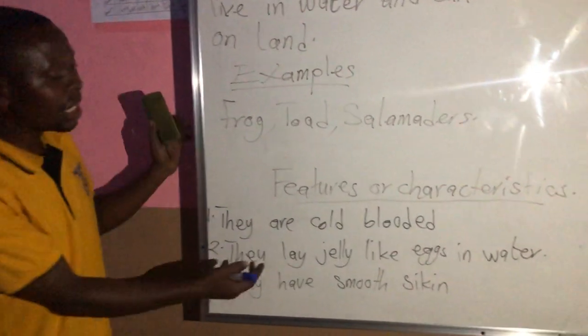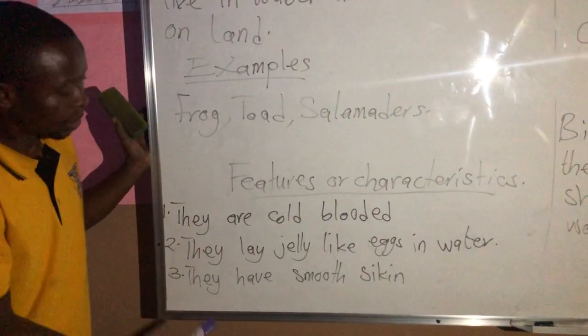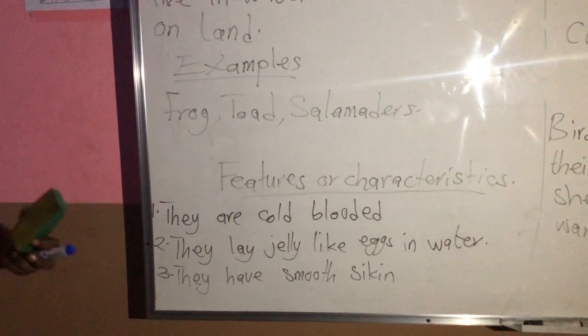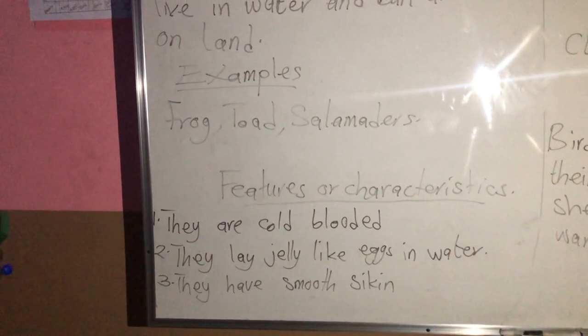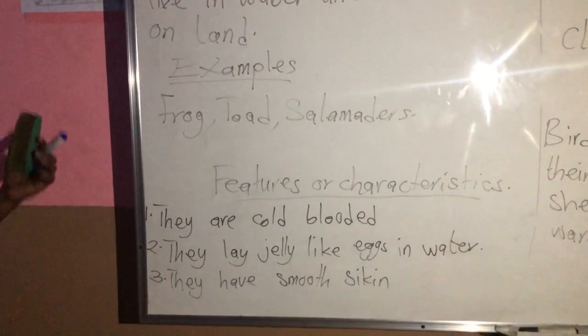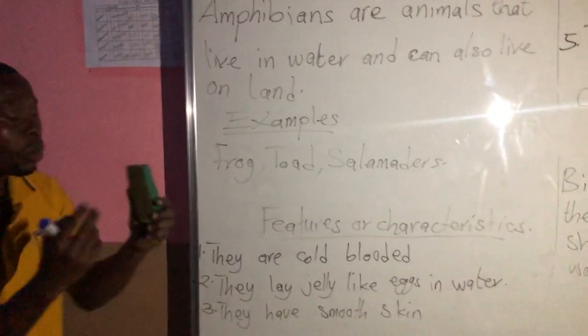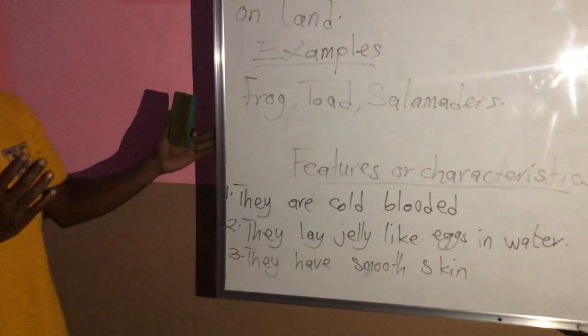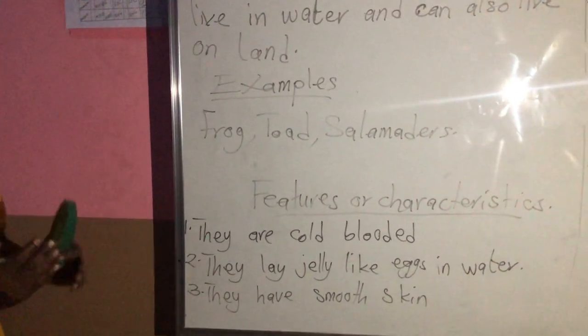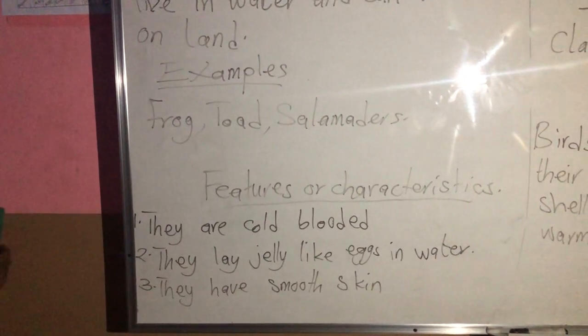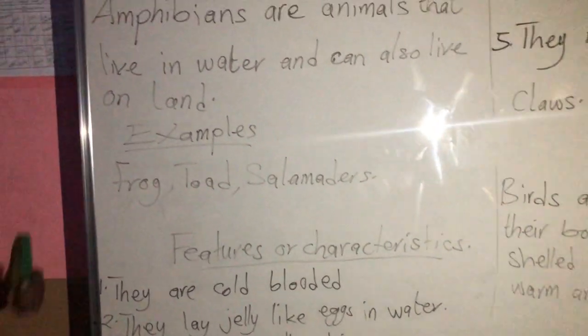Two, they lay jelly-like eggs in water. Look at their eggs: they are very soft, and somewhat transparent too. So they lay jelly-like eggs. We learned that birds and reptiles lay eggs, but amphibians' eggs are jelly-like.